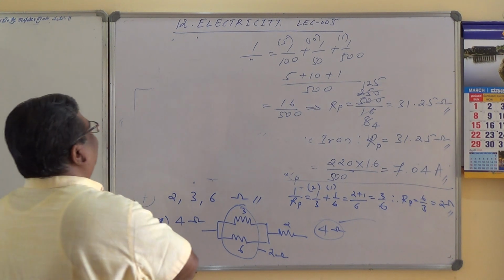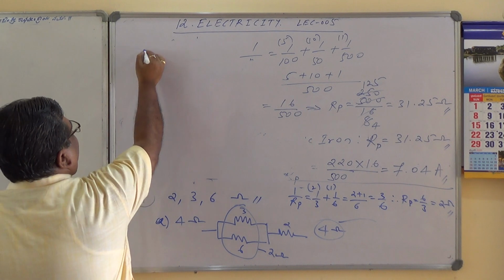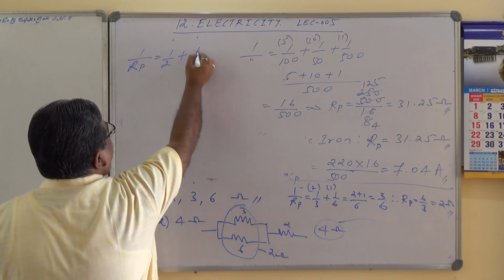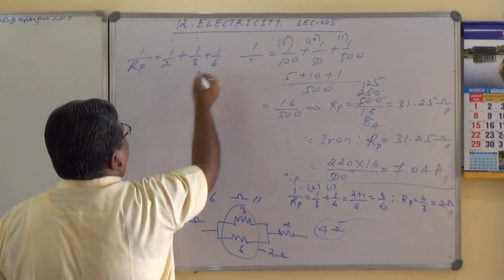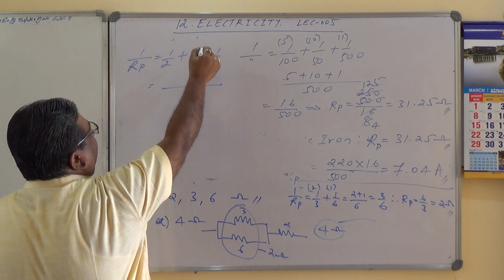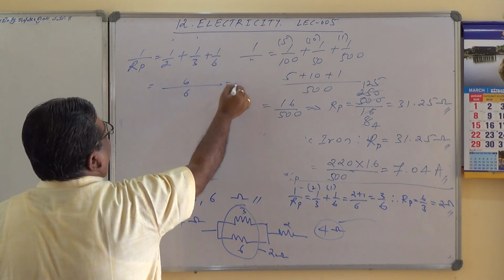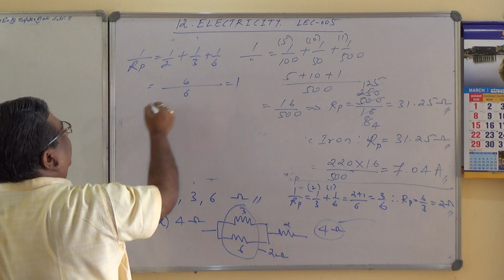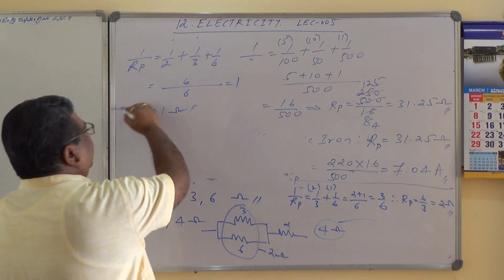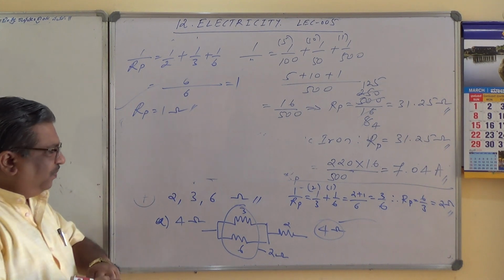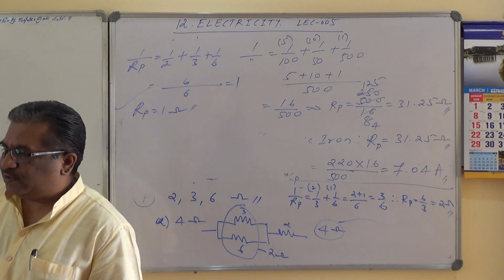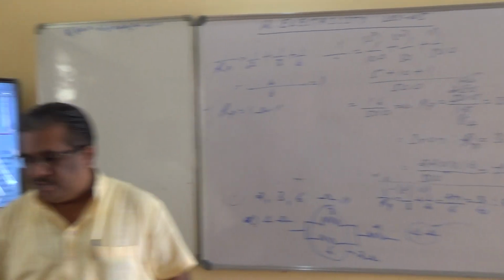If I connect all three in parallel combination, then 1 over Rp equals 1 by 2 plus 1 by 3 plus 1 by 6, which equals 3 plus 2 plus 1 by 6, which equals 1. And therefore Rp equals 1 ohm. It is correct. Therefore I can connect all these three in parallel combination. Okay, fine. Next question, please have a look at this.